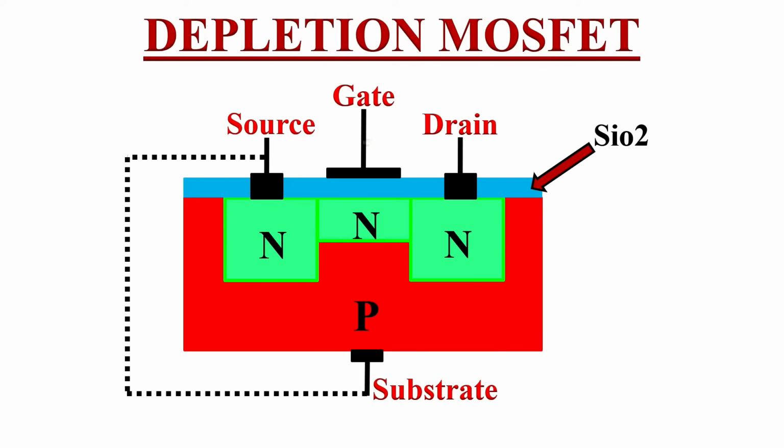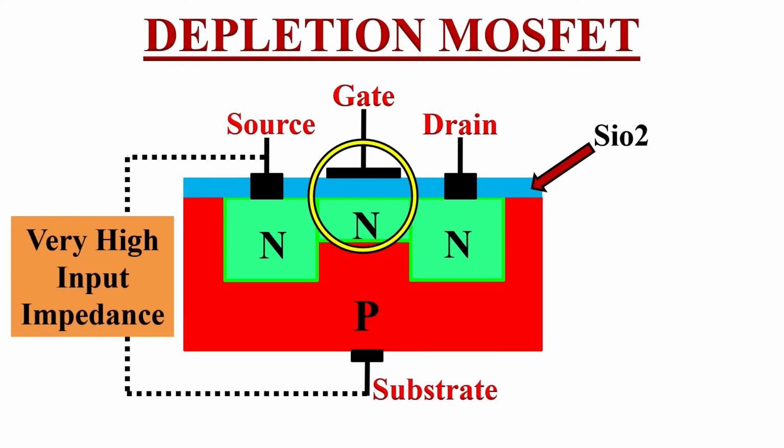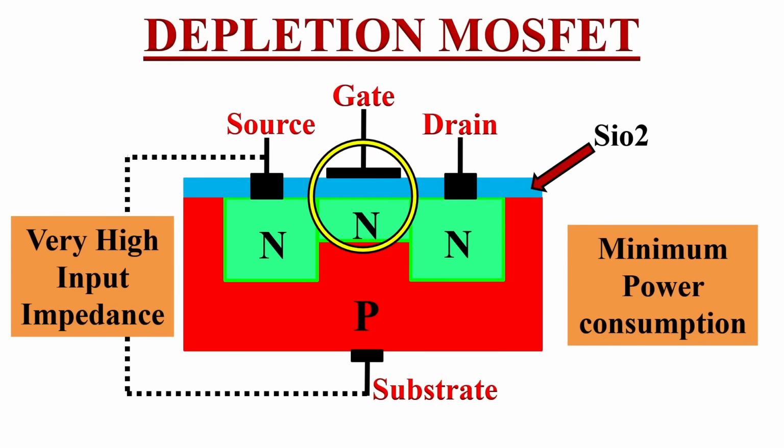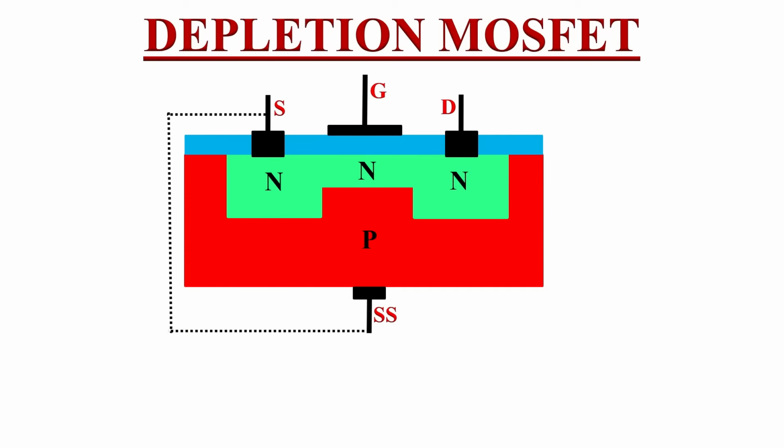In MOSFETs, since the gate terminal is isolated from the channel using SiO2 layer, there will not be any current flow through this gate terminal. Or we can say that the input impedance of the gate terminal is very high, and that's why MOSFETs are used in minimum power consumption applications. Now let's see the operational features of the depletion MOSFET.